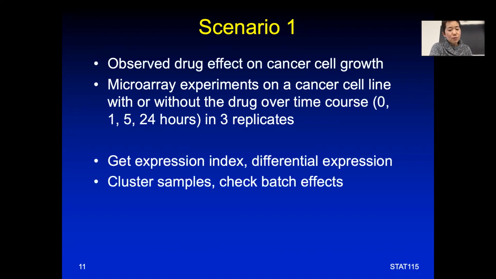Okay? So yeah, you do some sample clustering to check for batch effect. If you do have batch effect, then what? You run ComBat. Yeah, you remove the batch effect. You rerun your differential expression. Yes? Yes, you should do that. Yeah, these are all good practices, right? You just get the expression index. You can already cluster the samples, check for batch effect, remove the batch effect, calculate the differential expression. Then what?